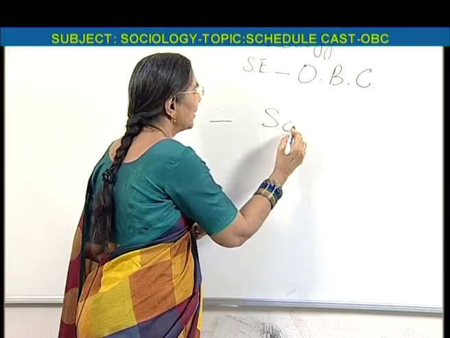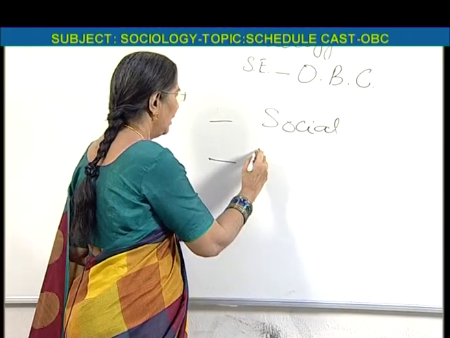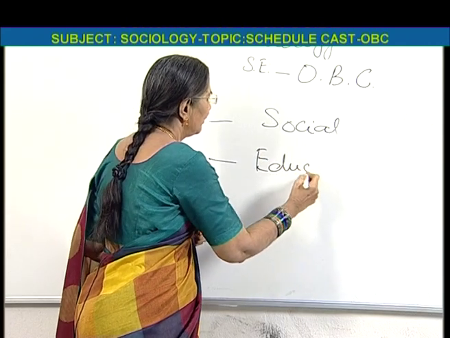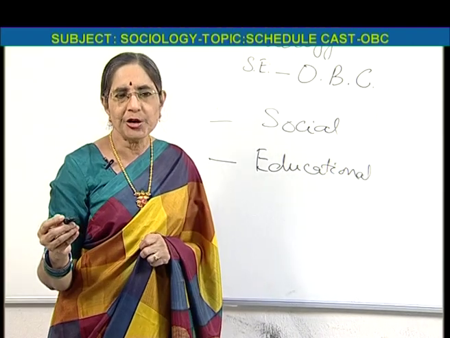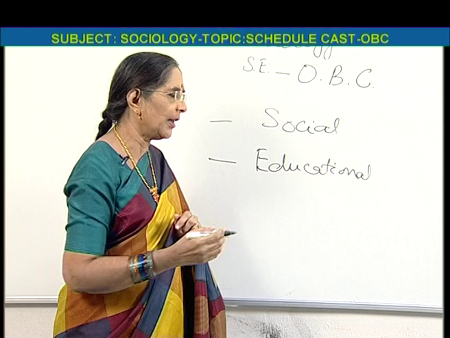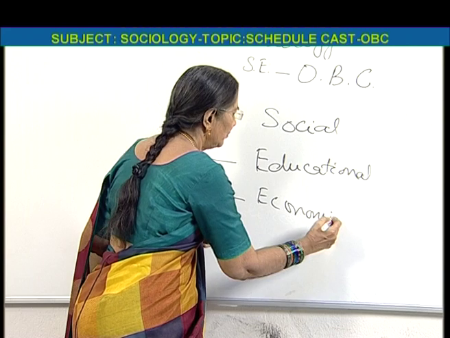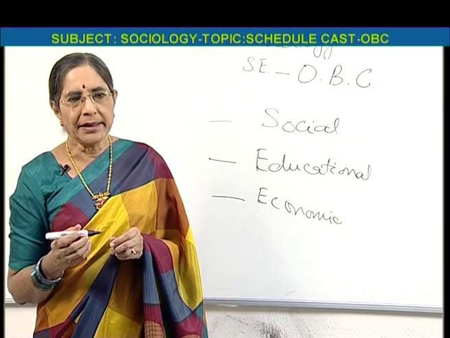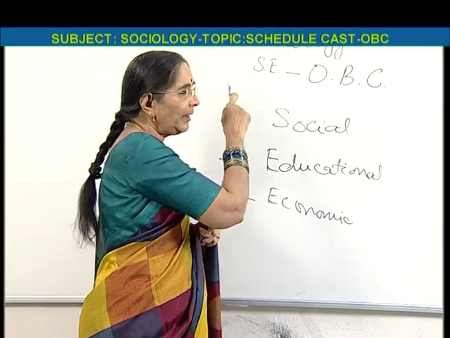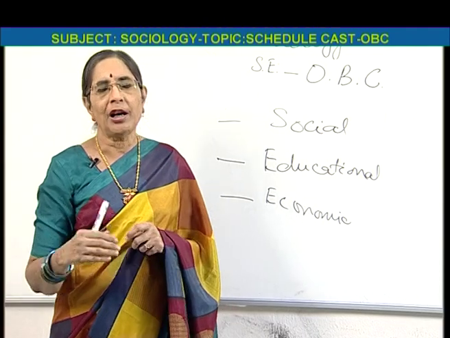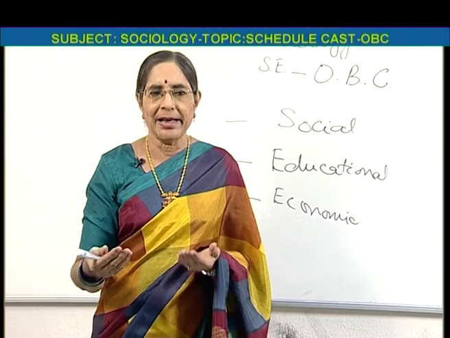The first one is social criteria. The second criterion is educational aspects, or educational criteria. The third criterion includes economic aspects. Under each criterion, various sub-criteria are also mentioned by the Mandal Commission. Let us see what these sub-criteria are.